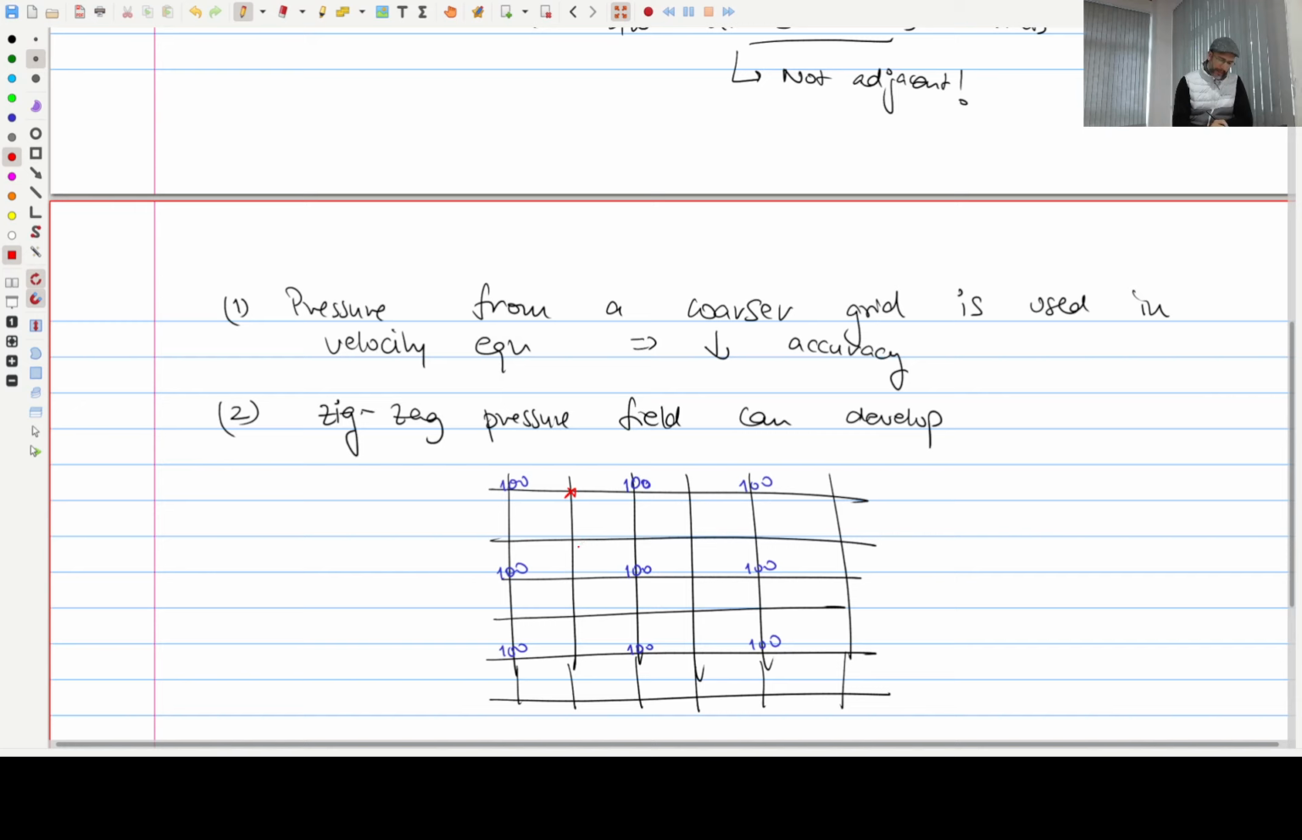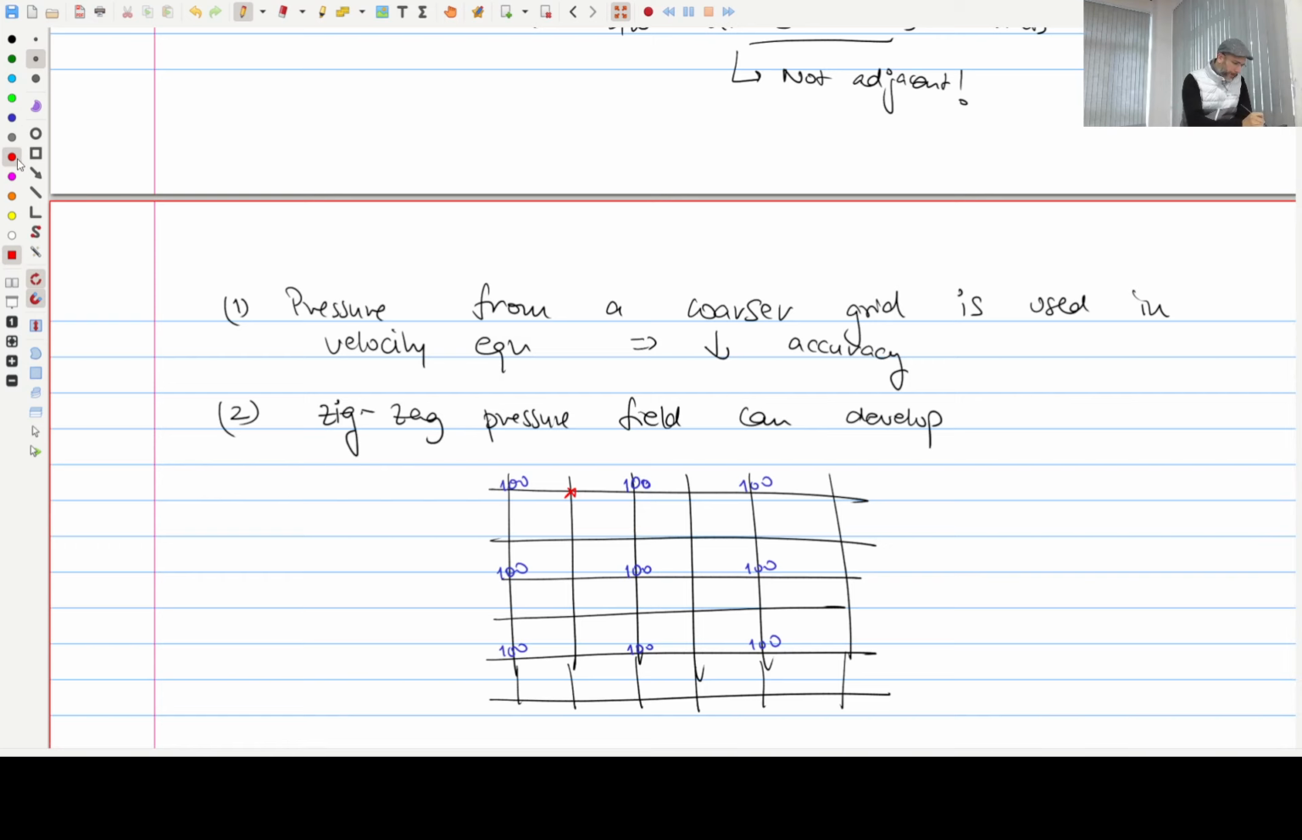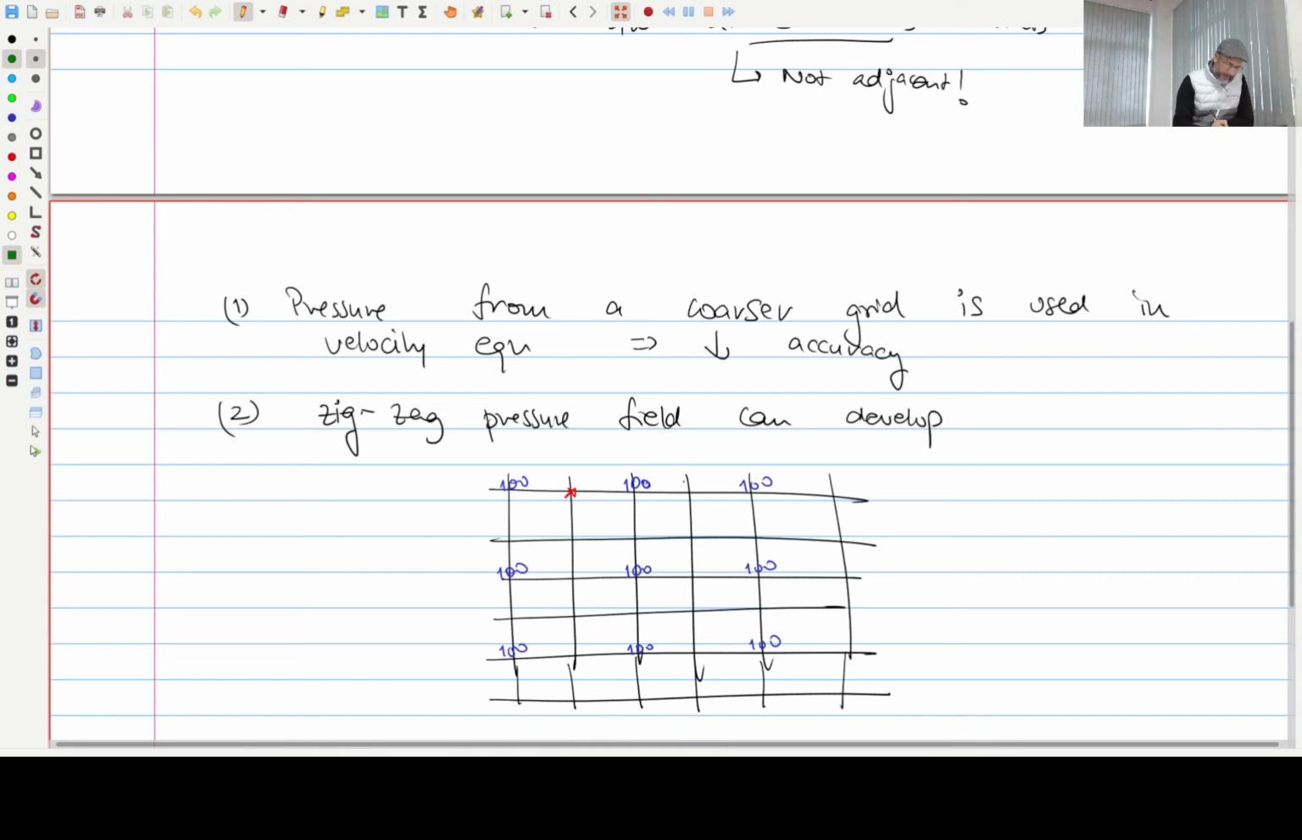Similarly, let's only talk about x velocity. Y velocity will use adjacent points in the north and south. So now let's say our distribution had values which look like this. And this, remember, is something that we are getting, the pressure values that we are getting by solving the problem.